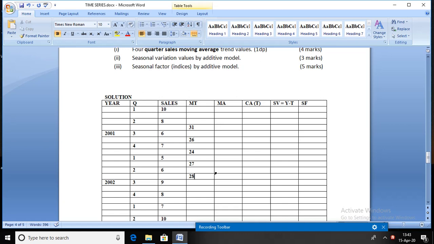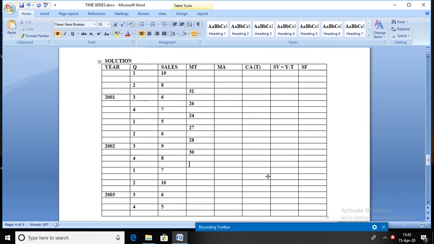The next set of 4, that should be 6, 9, 8, and 7. The total should be 30. The next 4 values, that is 9, 8, 7, and 10. The total should be 34.